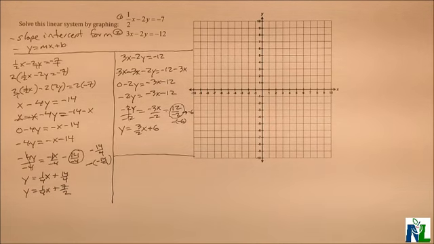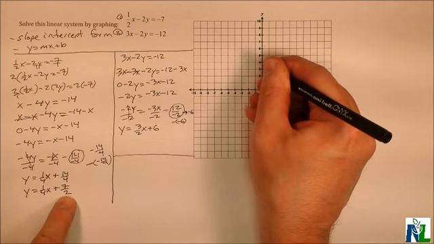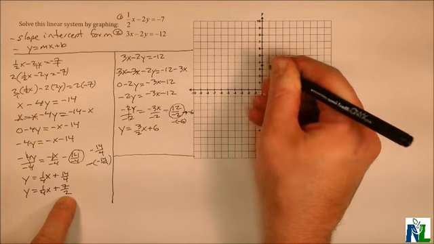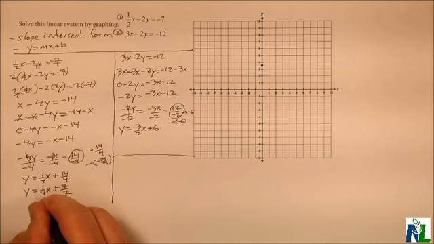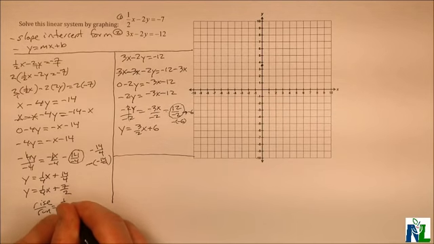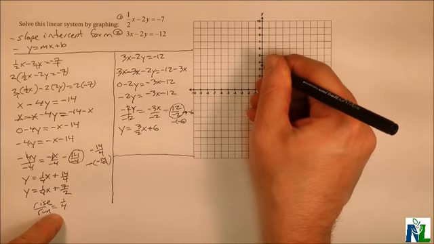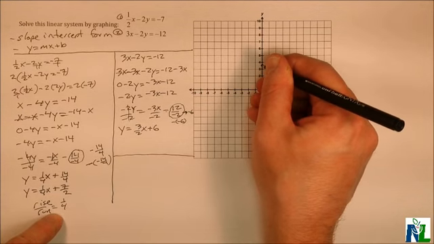Now let's graph both equations. So let's graph equation 1. The y-intercept is 7 over 2. Well, 7 over 2 is 3.5. So 3.5 as a y-intercept would be right here. Now the slope is a quarter. Remember, slope is rise over run. So I can see the rise in this case as 1 and the run is 4. So from the y-intercept, to get another point that satisfies the equation, I'm going to rise 1.